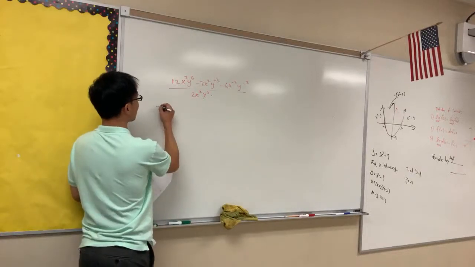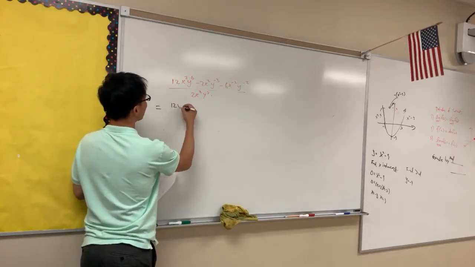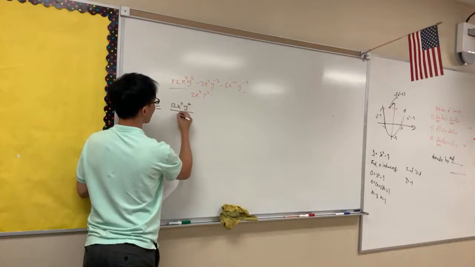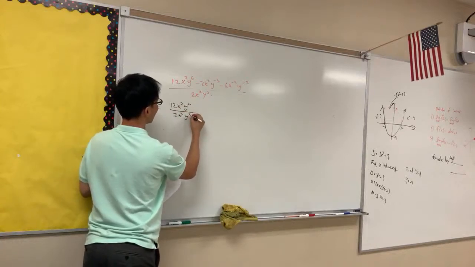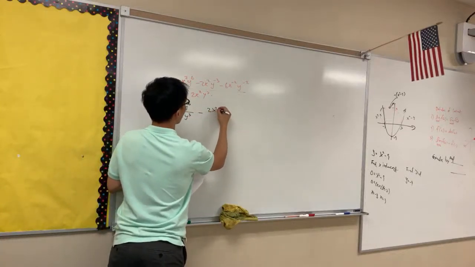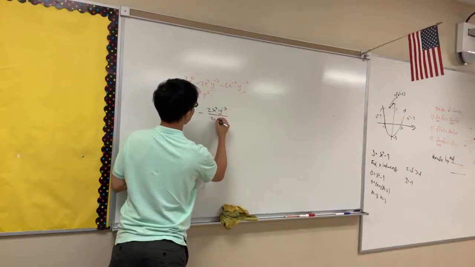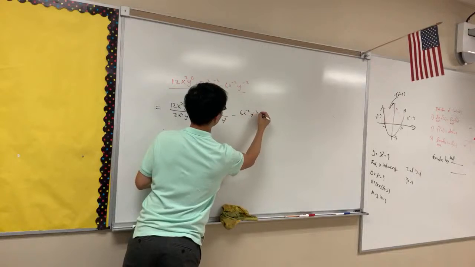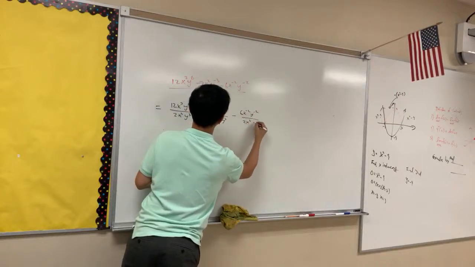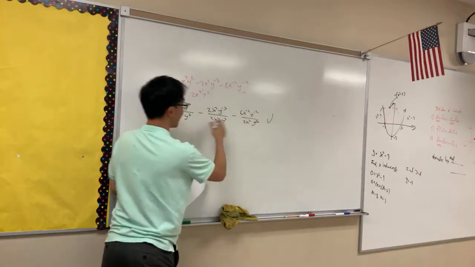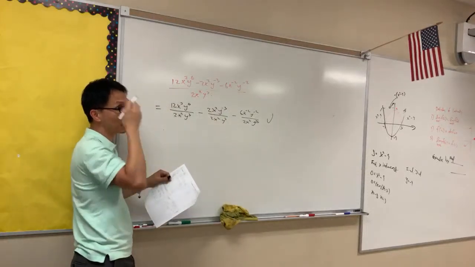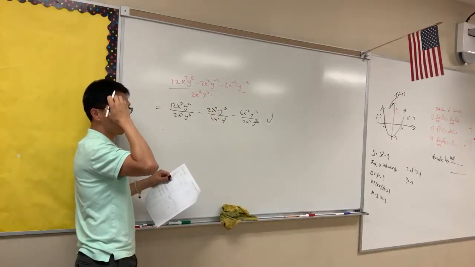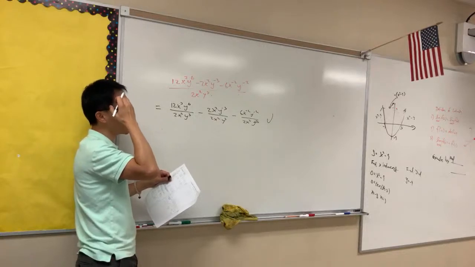What I'm doing, I'm splitting this: 12x to the 3, y to the 6 over 2x squared, y to the 3, minus 2x squared, y to the -3 over 2x squared, y to the 3, minus 6x to the -2, y to the -2 over 2x squared, y to the 3. If you have this written down, I'll give you 1 check mark because they know how to split something. It's easy as that.